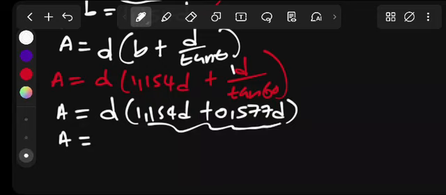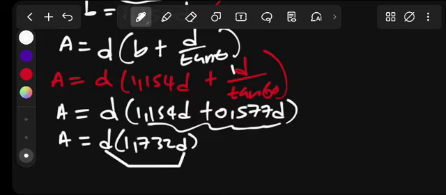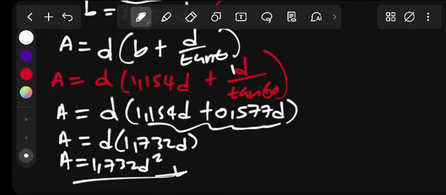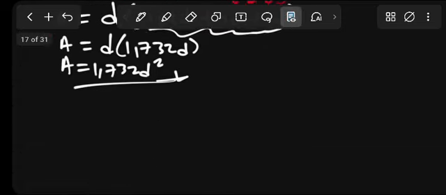So as you can see, guys, these are like terms you add there. Just add that, you'll have D. You're multiplying there, you add. If you are adding, you'll have this to be 1.732 D. Now we have D, and D you multiply will be D squared. So our area will be 1.732 D squared. This is what we have.